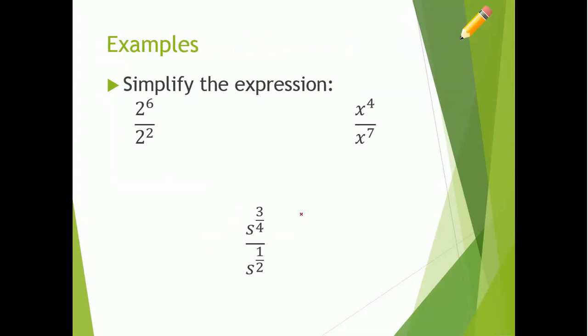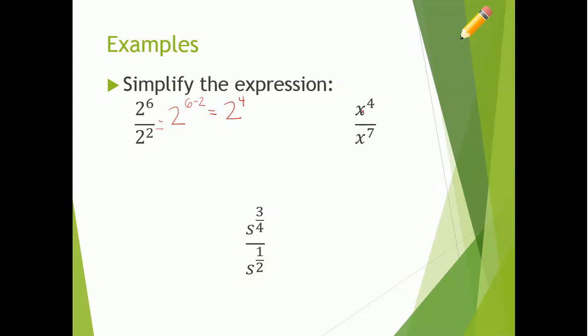So let's do a couple of examples. So I have 2 to the 6th over 2 to the 2nd. So what we're going to do is subtract. So 2 to the 6 minus 2, which is 2 to the 4th. Right? And that's my final answer.